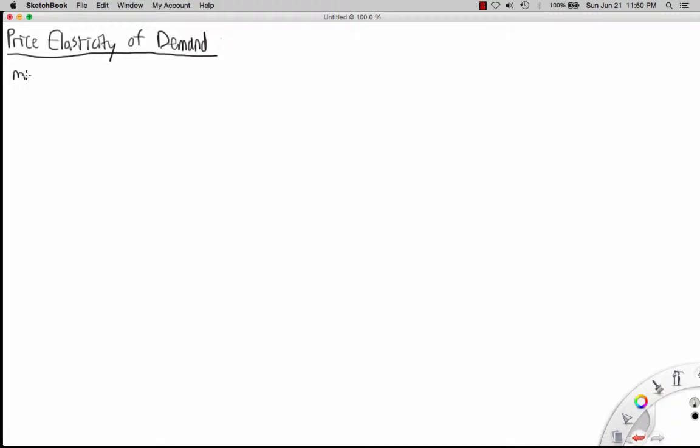So it's a measure of how responsive quantity demanded is to a change in price of that good or service. And this triangle is just, for the uninitiated, the Greek letter delta, which we use to represent change. Use it to save space and time.